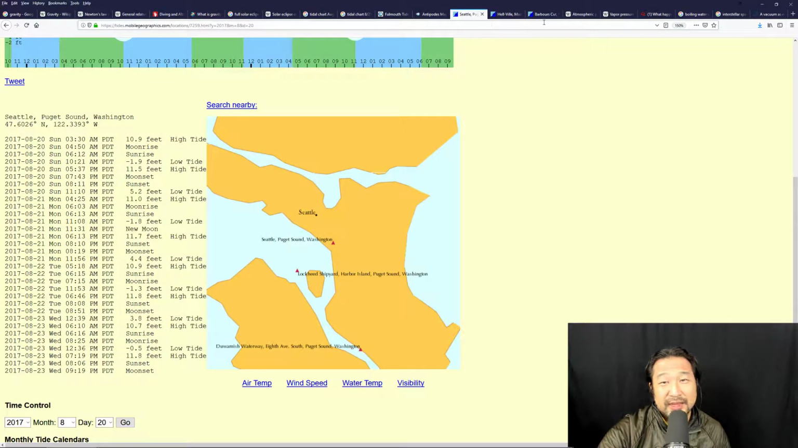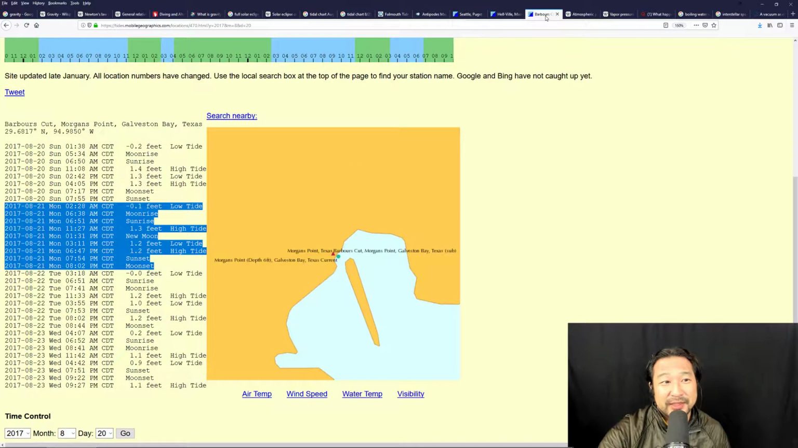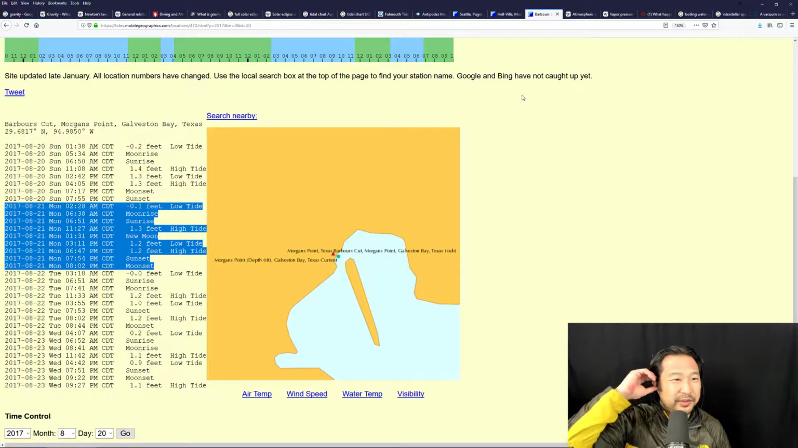I mean, you've got a high tide of 11.7 feet, but I guess the moon's gravity really didn't affect the Galveston Bay very much. The highest high tide was 1.3 feet. Galveston. Things are weird in Texas.